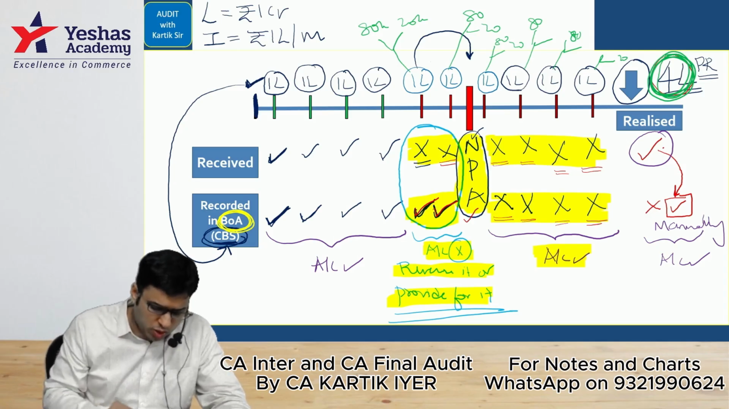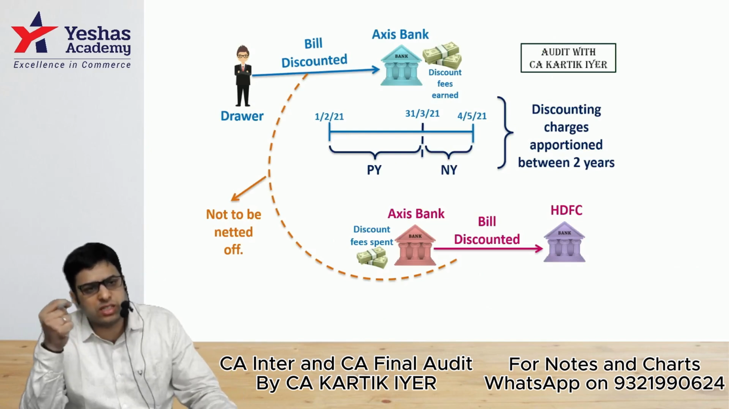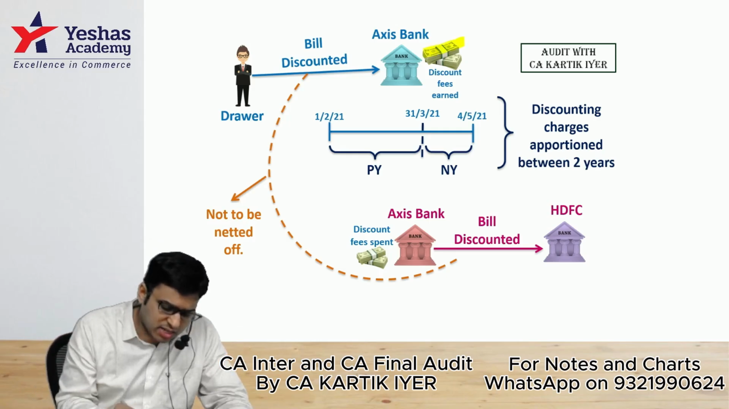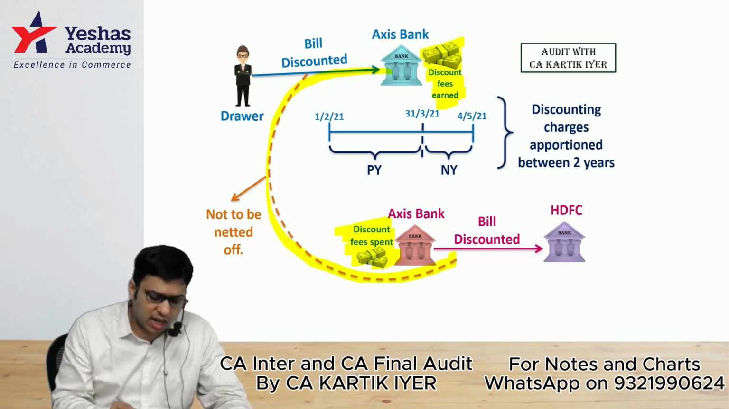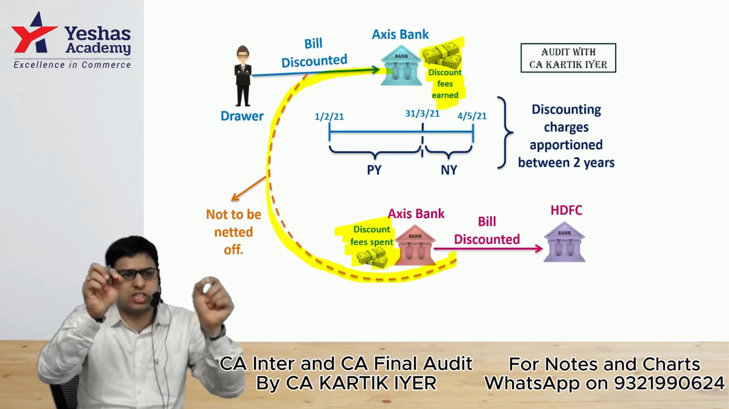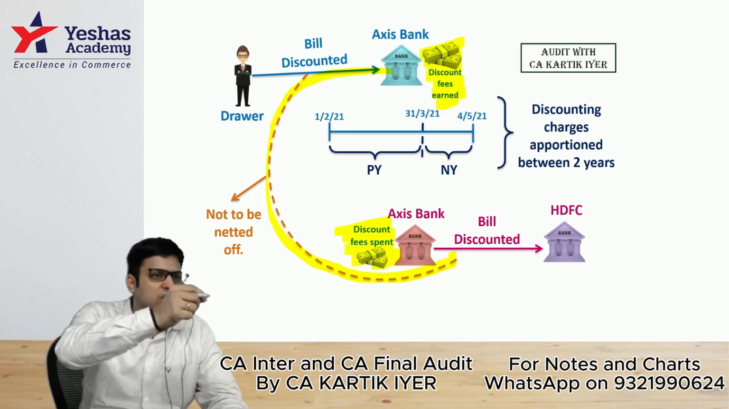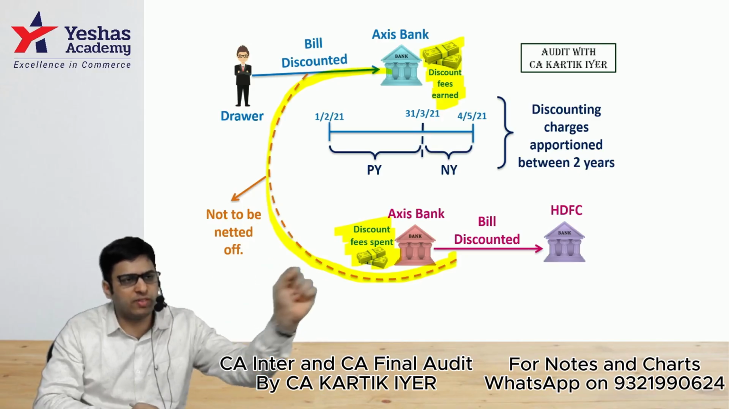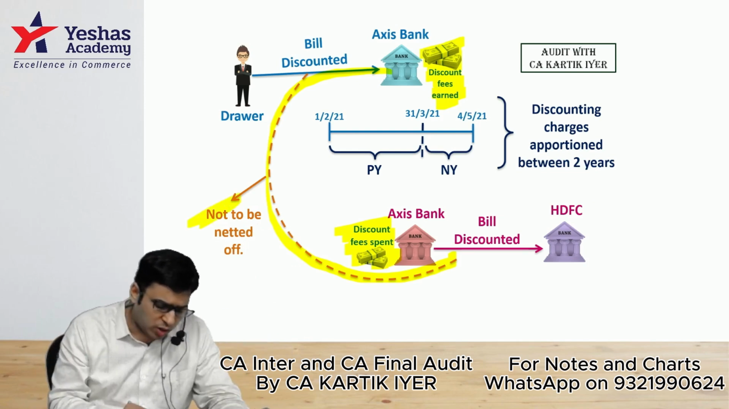Concept number 2 was in relation to discount charges. Discount charges earned and discount charges spent should not be netted off. If Axis Bank has earned some discount fees and if they re-discount the bill with HDFC Bank and incur discount charges, the discount charges earned and discount charges spent should be shown separately in the profit and loss account. It should not be shown one below the other. You cannot show discount charges earned 10,000, discount charges spent 3,000, net 7,000. You cannot show in that manner. You have to show it separately. That is our concept number 2.